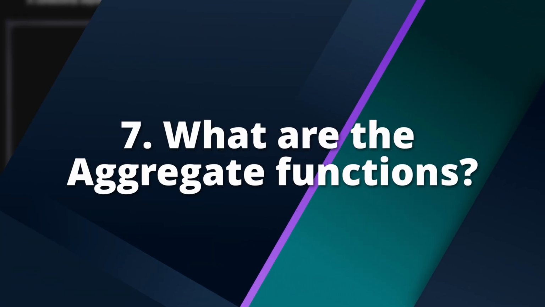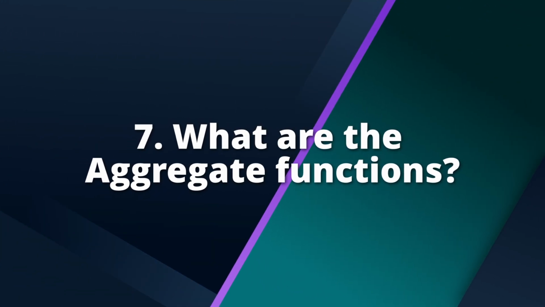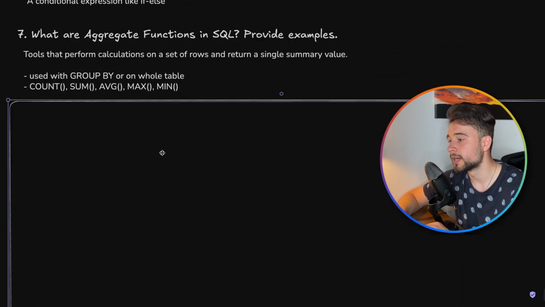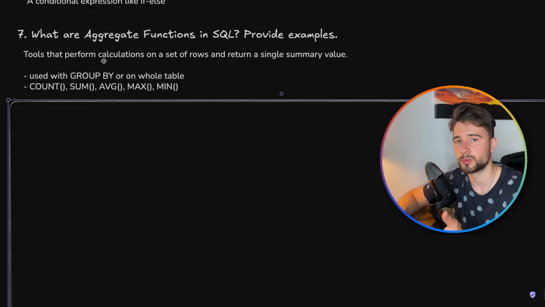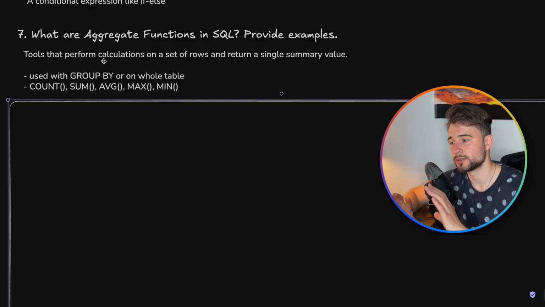And question number 7. What are the aggregate functions in SQL? And we need to provide some examples here. So the aggregate functions are the tools that we use to perform calculations on the set of rows and return a single summary value. And it's important, we use aggregate functions with group by or by itself on the table. They return you a single value.